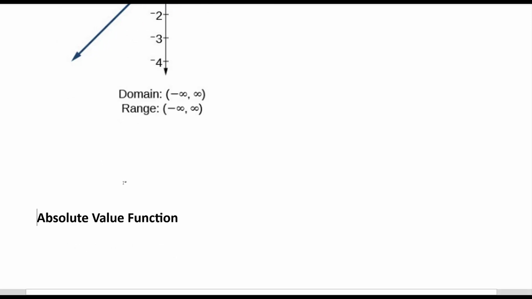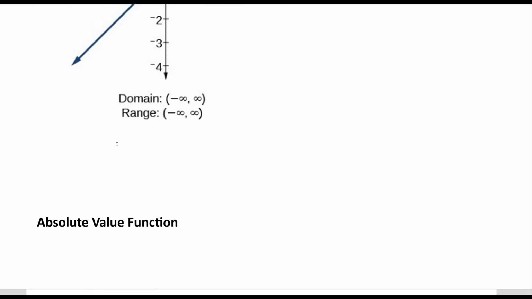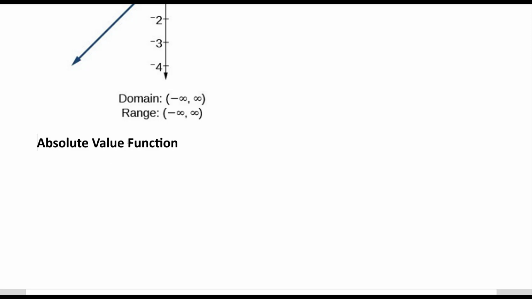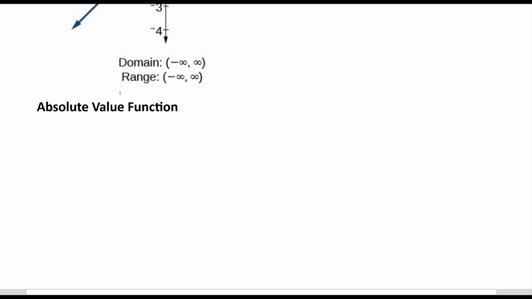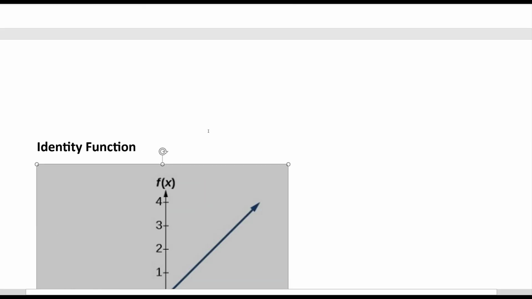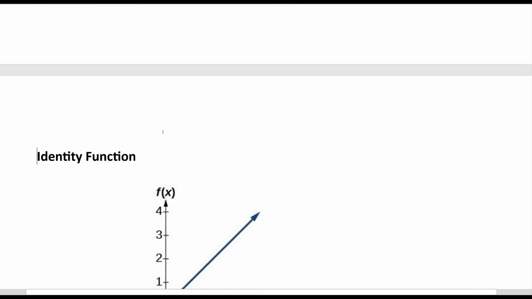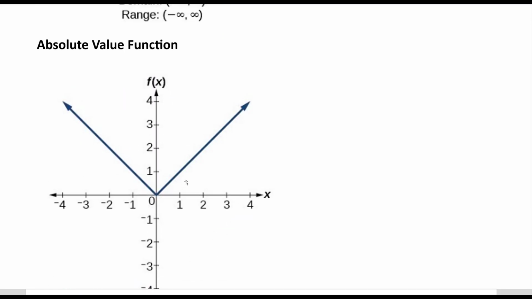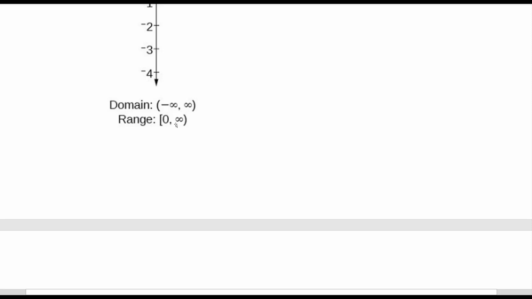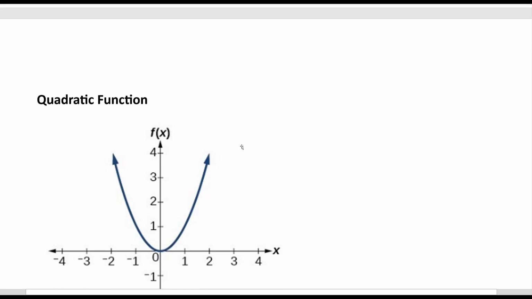And next we have the absolute value function. Okay. So y equals the absolute value of x. So you notice that for x it's going to be everything, but for y it's 0 to infinity because it has no negatives, because the absolute value is always positive. So 0 to infinity for range, -infinity to infinity for domain.